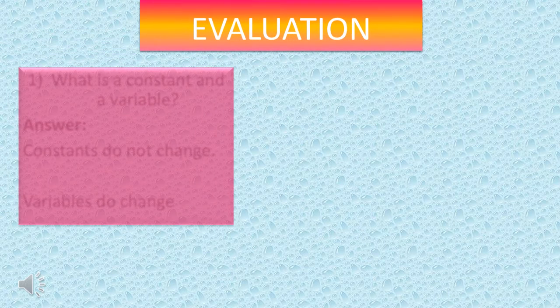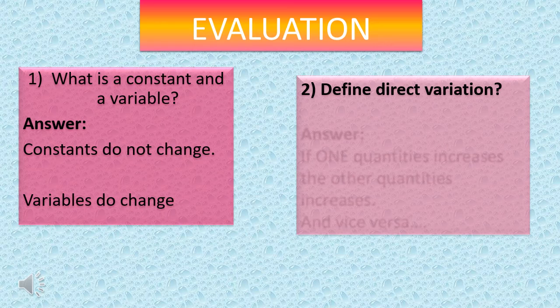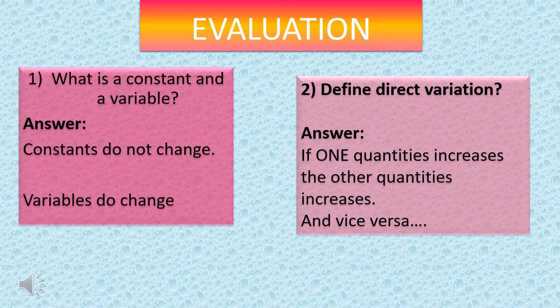Now students, answer the following questions. The first question is, what is a constant and a variable? Yes, think for yourself. Take your time. Yes, constants do not change, whereas variables do change. Next question is, define direct variation. Yes, if one quantity increases, the other quantity also increases and vice versa. That is, if one quantity decreases, the other quantity will also decrease.